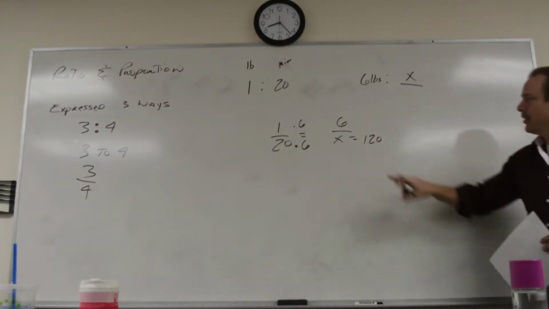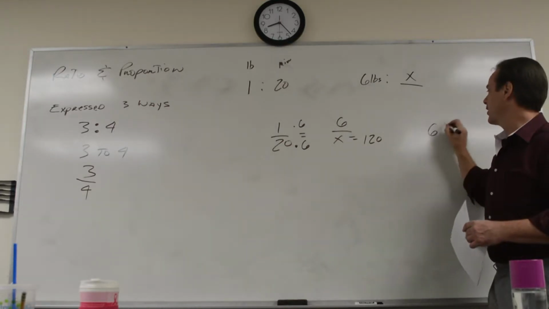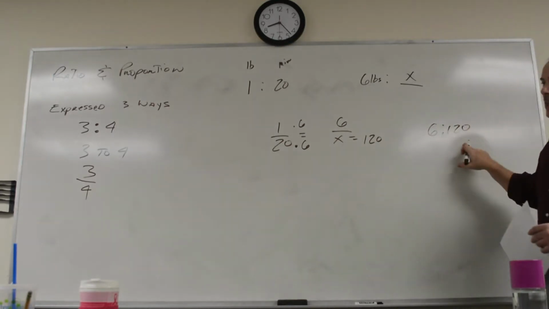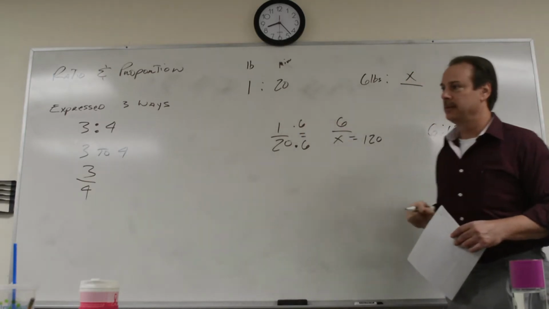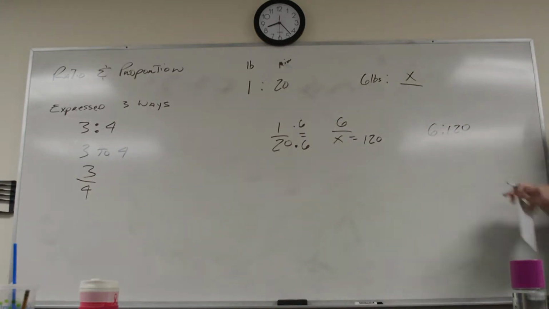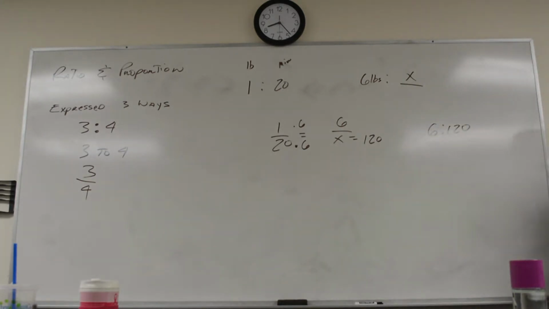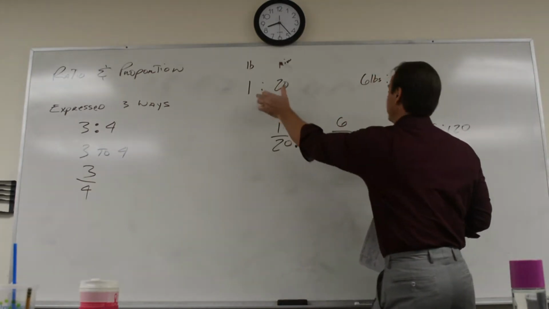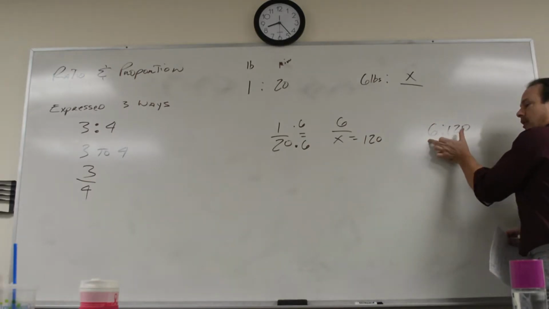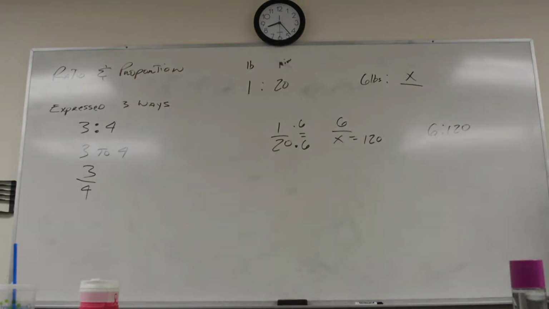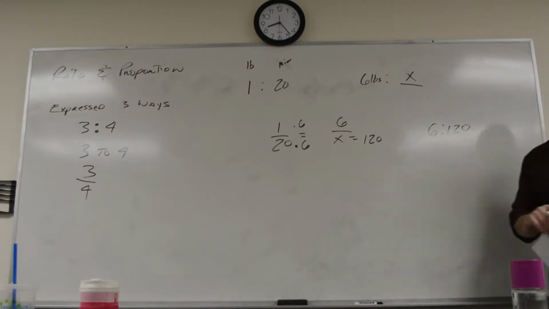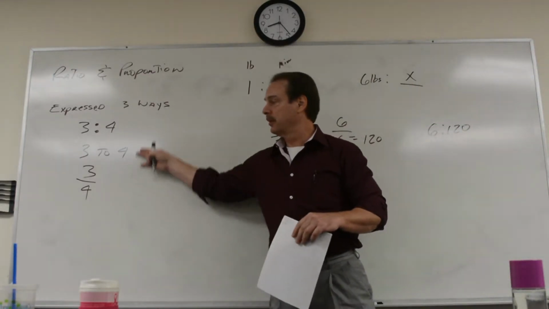So now our ratio is 6 over 120, or 6 to 120, which is equal to the ratio of 1 to 20. See, this ratio and this ratio are exactly the same, because the relationship between these two numbers is the exact relationship between these two numbers. You could write it in any of these 3 forms, and they all mean the same.